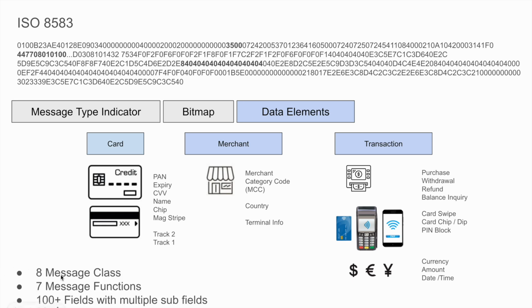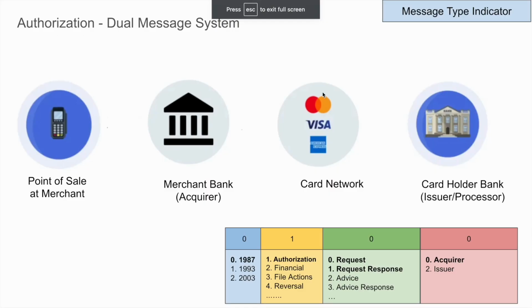Overall, there are 8 message classes, 7 message functions, and over 100 fields that make up the ISO 8583 protocol. And the processor must be capable of interpreting and responding to all of these. Now, let's talk about the life cycle a bit more.